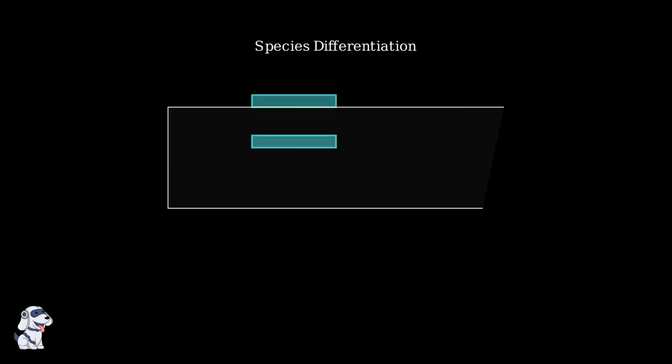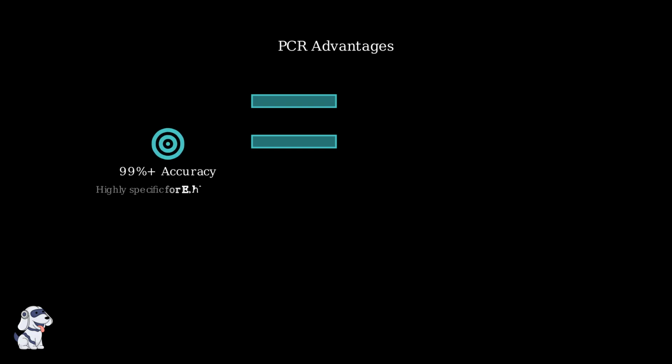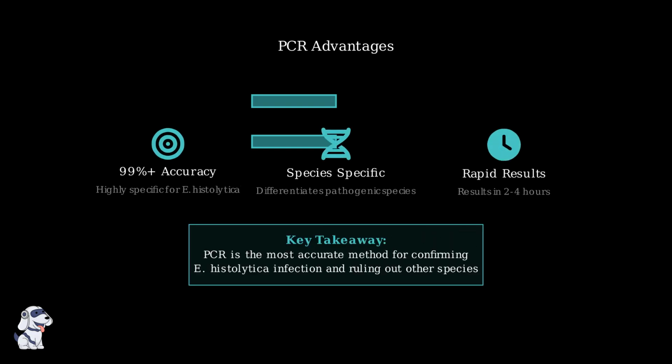The key advantage of PCR is its ability to differentiate between Entamoeba species. While microscopy cannot distinguish between them, PCR specifically detects only Entamoeba histolytica, the pathogenic species that causes disease. PCR offers several key advantages for diagnosing amoebiasis. It provides over 99% accuracy, specifically identifies the pathogenic species, and delivers results in just 2 to 4 hours. This makes it the gold standard for confirming Entamoeba histolytica infections.